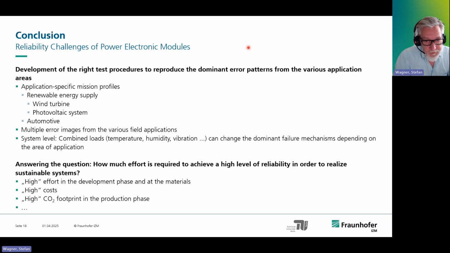But at the end, we have to answer the question how much effort is required to achieve a high level of reliability in order to realize sustainable systems. High effort in the development phase at the materials, high costs, high carbon footprint in the production phase. This question is answered at the end.